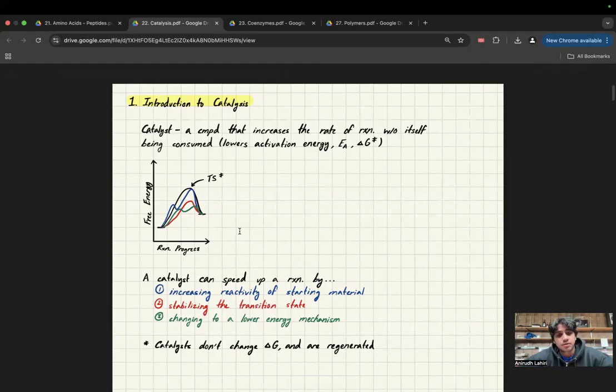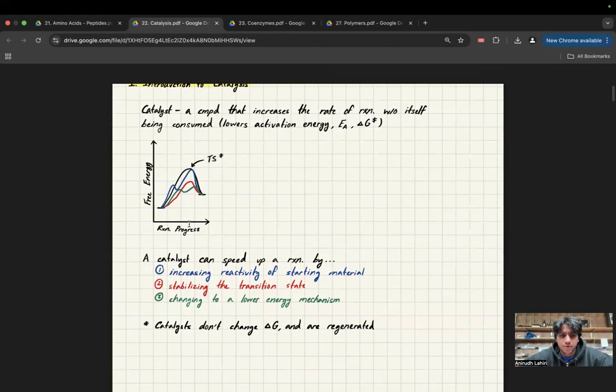Stabilizing the transition state. So this could have to do with solvent effects or anything that makes it more likely for us to have the transition state form, right? Or we can change to a lower energy mechanism. So these three correspond with how we would see it on a free energy versus reaction progress diagram. And it's important to understand why we have those different things affecting the reaction progress versus free energy diagram in different ways.